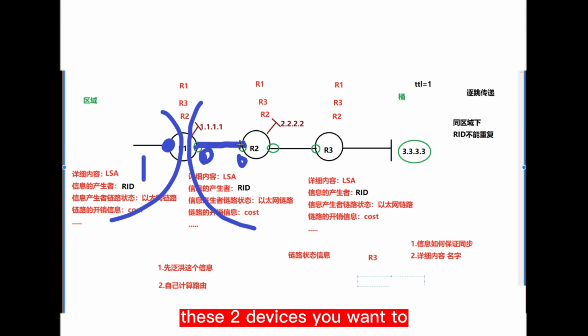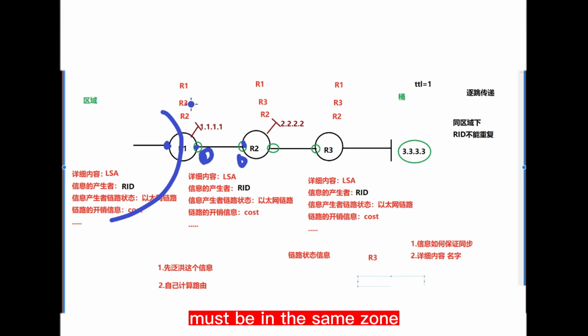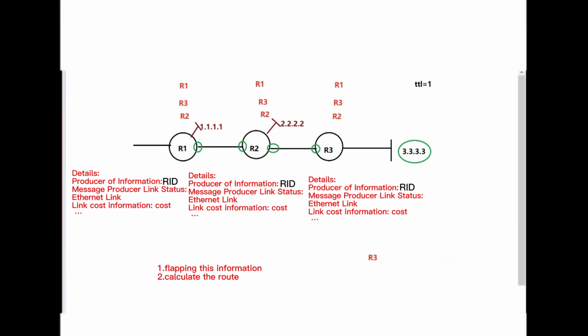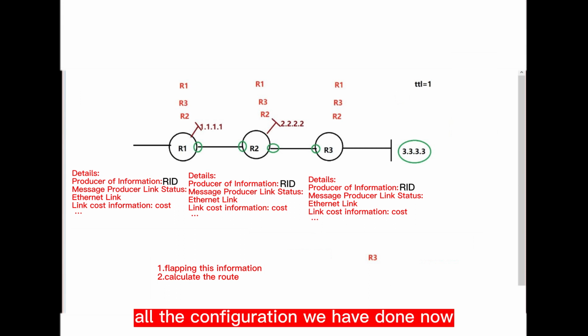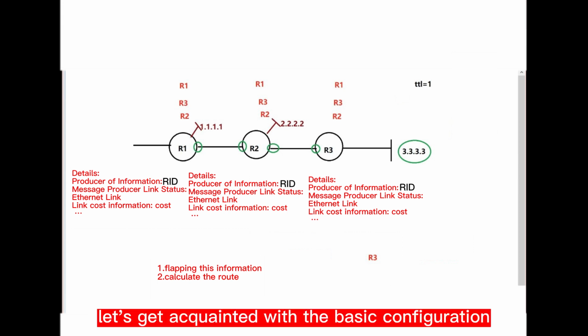These two devices you want to establish a relationship with, their interconnection interfaces must be in the same zone. So the area code must be the same. For the entire NA stage, all the configuration we have done now, they were all done in the same area. Let's get acquainted with the basic configuration.